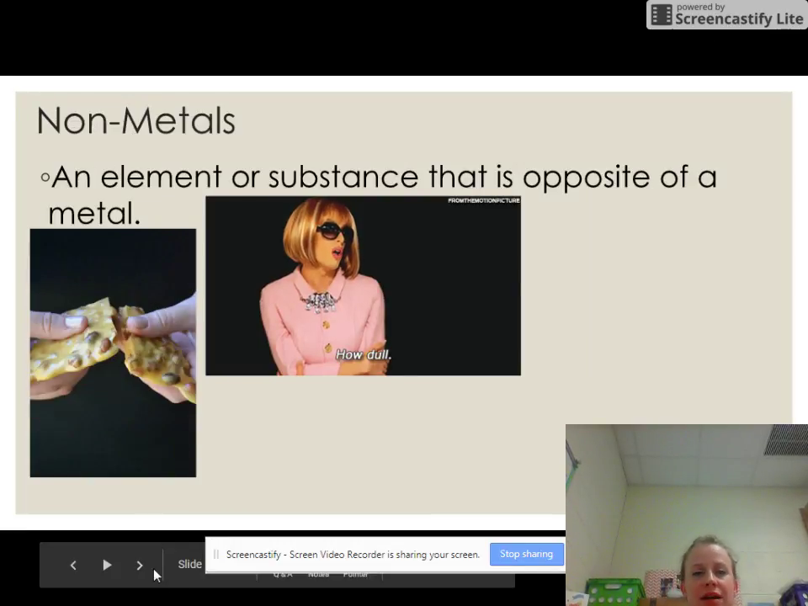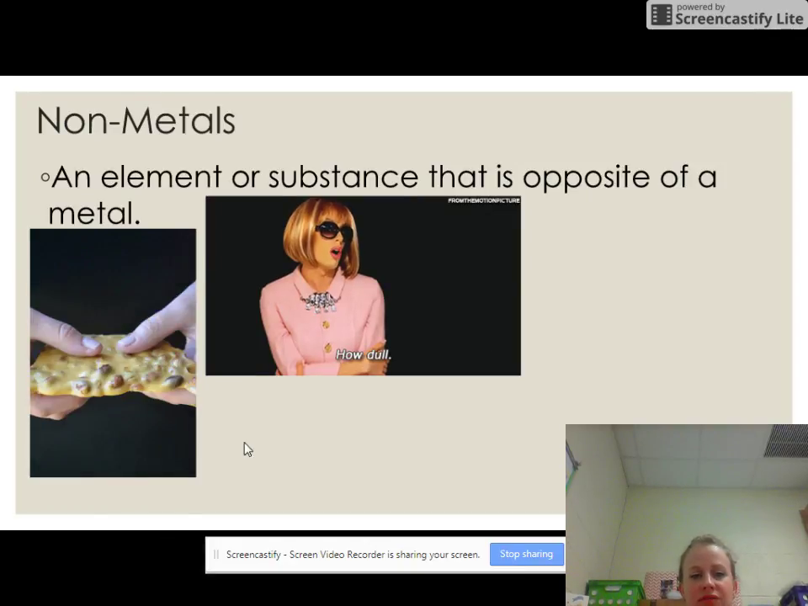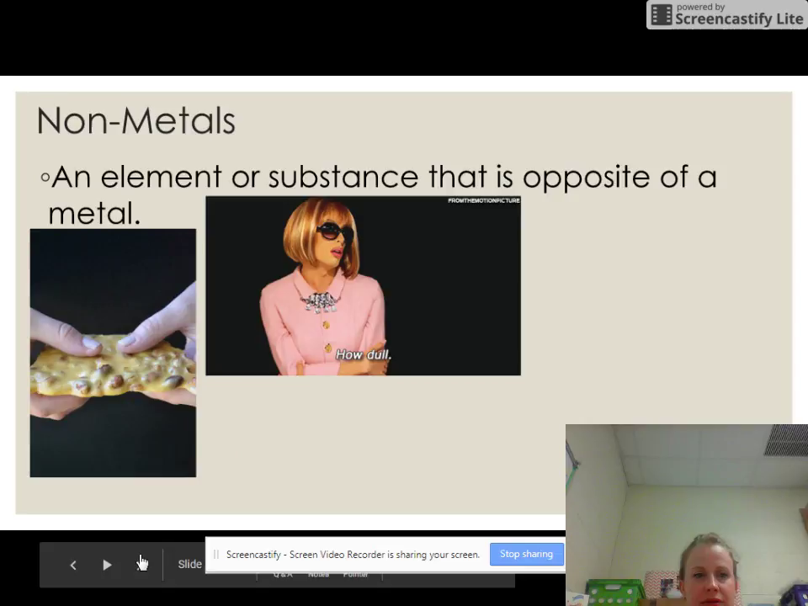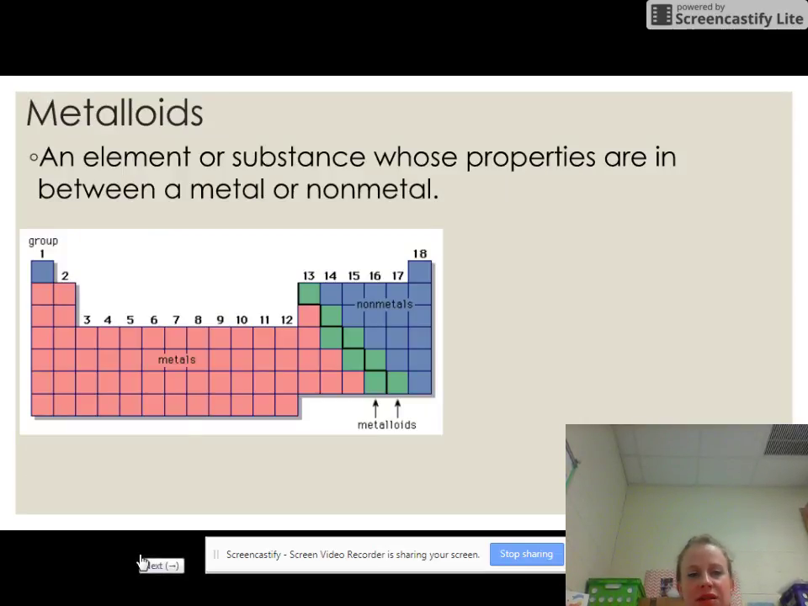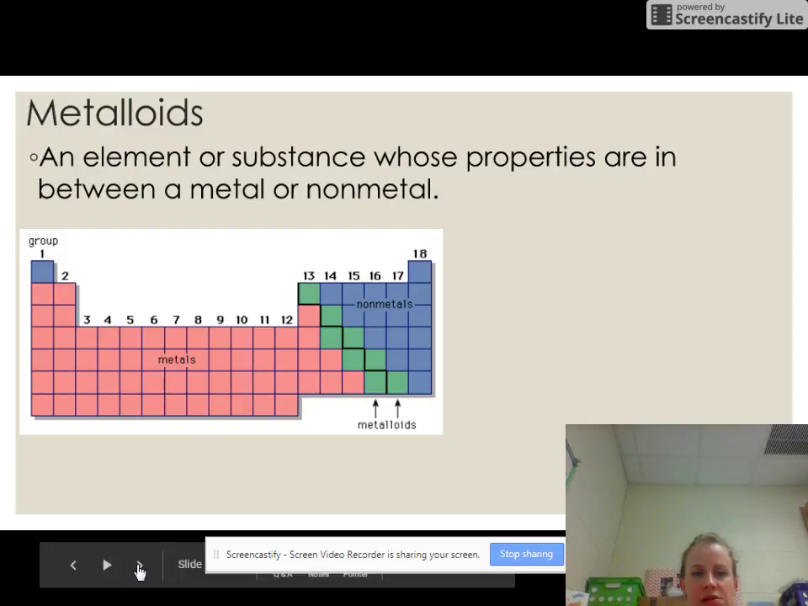Okay, so nonmetals are the exact opposite of a metal. They are very brittle and they are also very dull, not shiny like a metal. And then metalloids are like an in-between. They have some things that are like metals and some things that are like nonmetals.